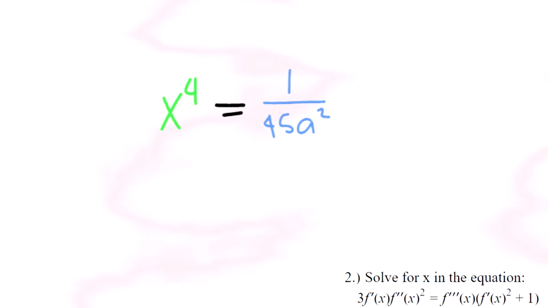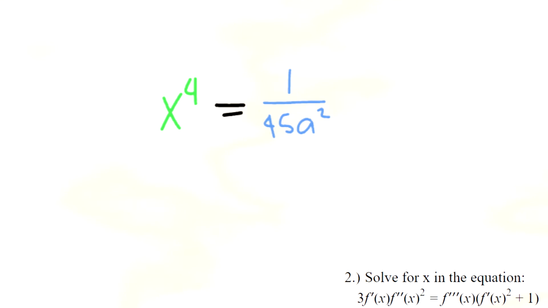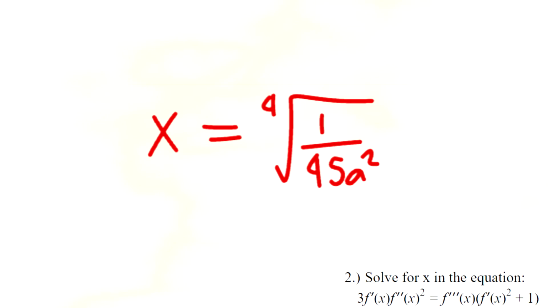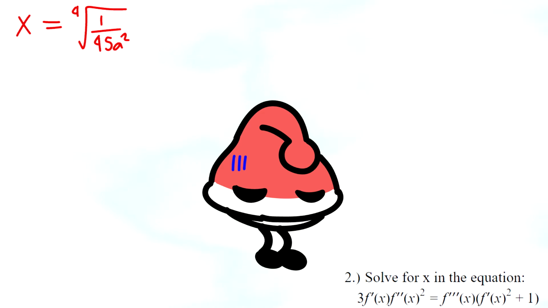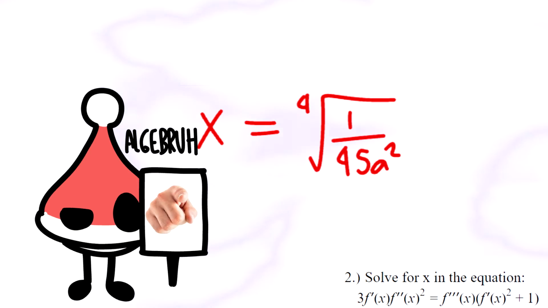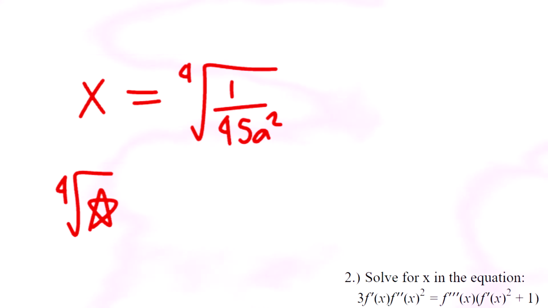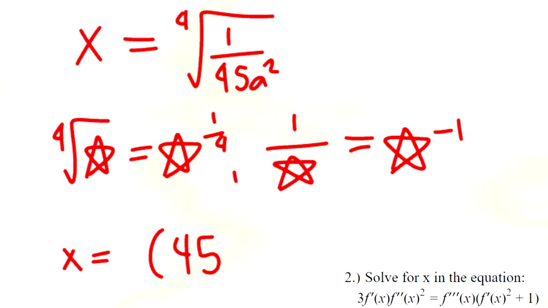Okay, to solve for x, we then take the fourth root of both sides to have x only. As a result, the right becomes the fourth root of 1 over 45a². Another thing I forgot in episode 4 is to turn this answer into a better looking number. If you remember your early algebra, the fourth root is also the power of 1/4. And 1 over anything is also anything to the power of -1. So as a result, we have (45a²) to the power of -1/4.